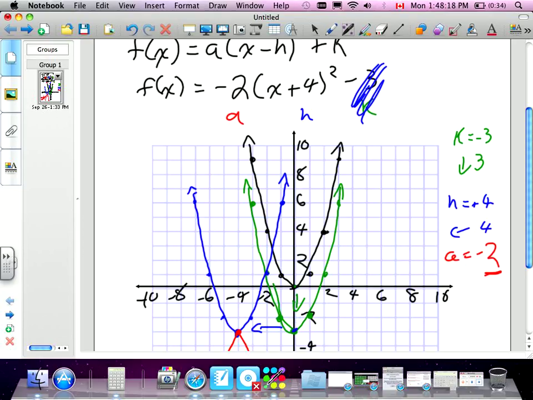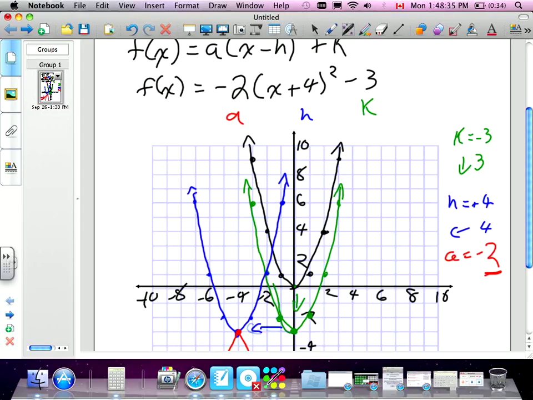Next was our h. Our h was positive 4. Now, h is counterintuitive. So if it's positive, I actually go in a negative direction. So I shifted it 4 units to the left. I went from the green graph to the blue graph. So far I've gone down 3 and to the left 4.